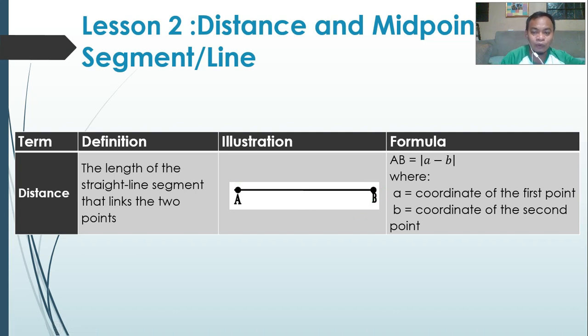Okay, then the formula is this one. AB, since our segment is AB, diba? AB is equal to the absolute value of small a minus small b. Pag sinabi natin absolute, ibig sabihin natin yan is wala po siyang negative. Positive po lahat. Okay? Kasi distance, wala namang distance na negative. So, small a is the coordinate of the first point and small b is the coordinate of the second point.